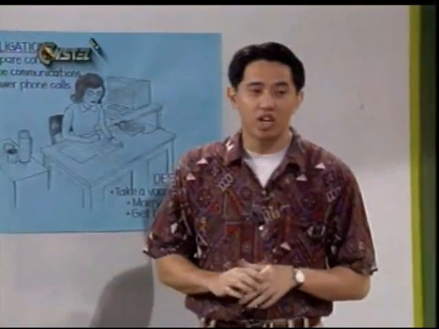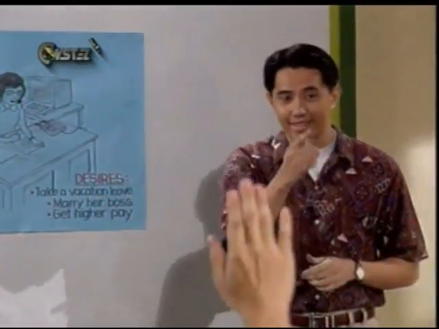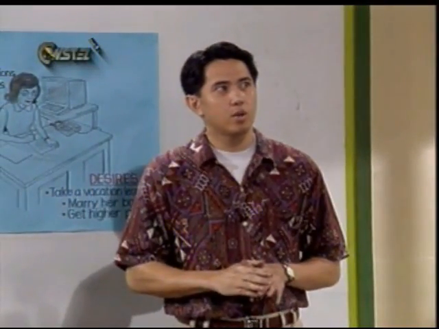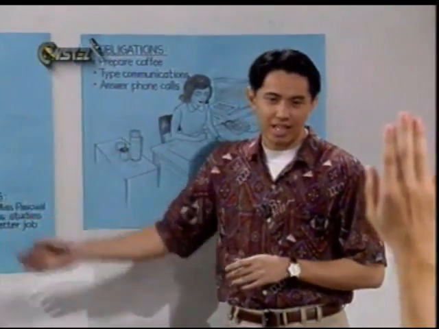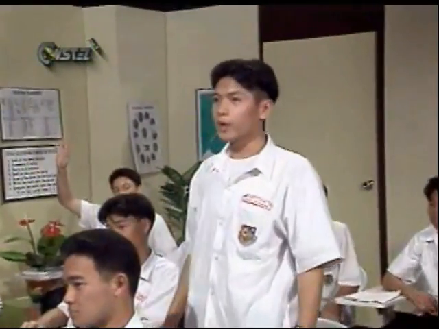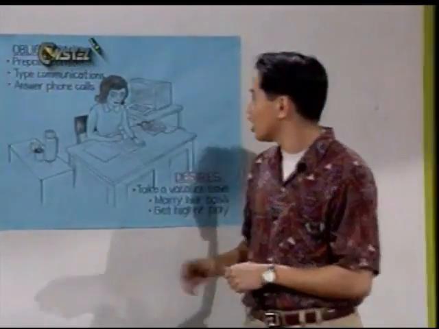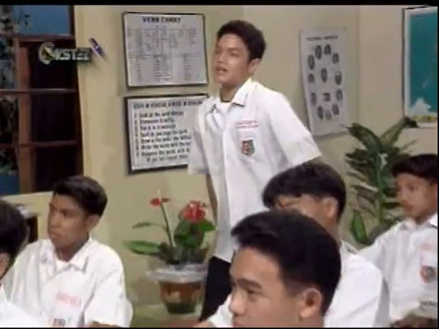Okay. What does John have to do? Yes, Alan. He has to clean the room. Very good. And what does Miss Pascual have to do? Yes, Ruben. She has to prepare coffee. Good, good. My next question is, what does he like to do? Yes, Jesse. He likes to marry Miss Pascual. Yes, yes, very good. And what does she like to do? Yes, Marco. She likes to take a vacation.